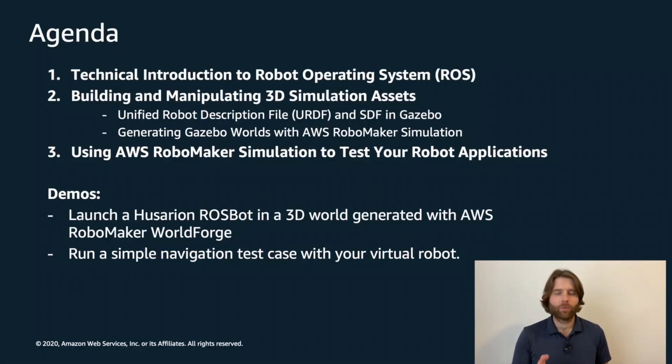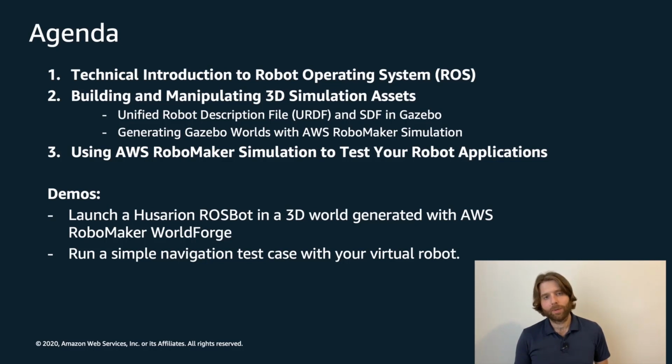Today we're going to cover three main topics. First, I'll give you a technical introduction into the Robot Operating System, ROS. Next, we'll dive into how to build and manipulate 3D simulation assets using AWS RoboMaker. This will include building a simple virtual robot with the Unified Robot Description Format, URDF, and manipulating 3D Gazebo world assets. Finally, we'll bring it all together and run a simple test node in AWS RoboMaker simulation.